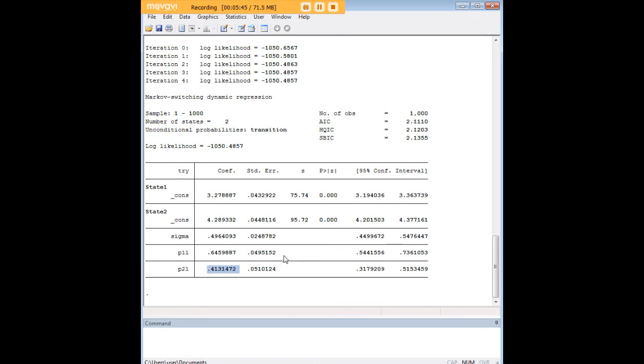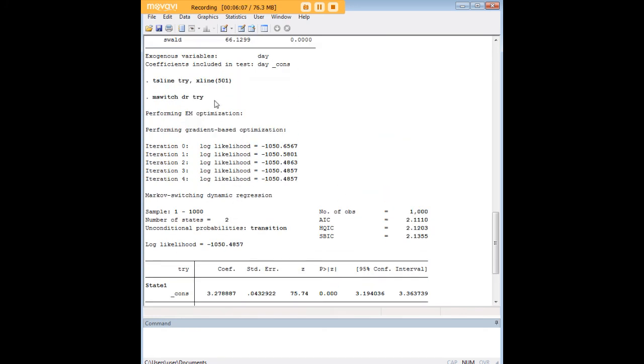Now, this would be very valuable if you're doing some kind of foreign exchange analysis, stock market, maybe even predator-prey kinds of relationships. Any time that there are two states, and you're interested not just in quantifying the states themselves, but in understanding the probability of switches from one state to the other, that's what the mswitch dr command is for in Stata, and as with almost everything in Stata, it's quite easy to carry out.